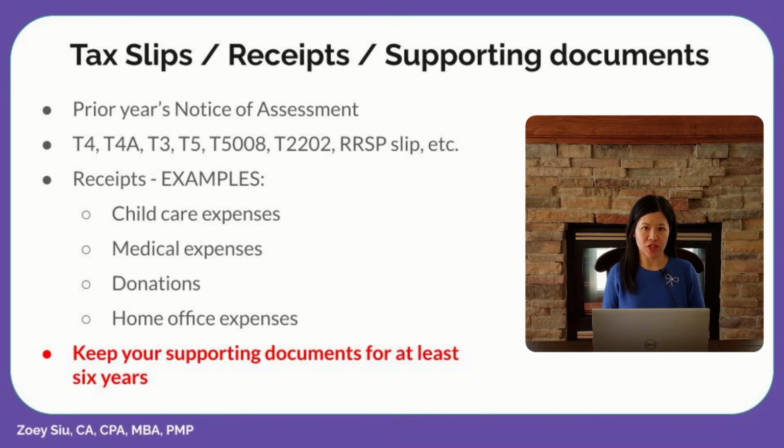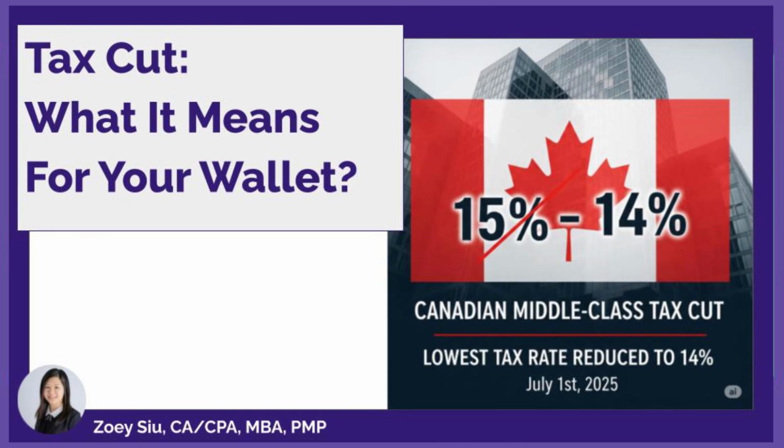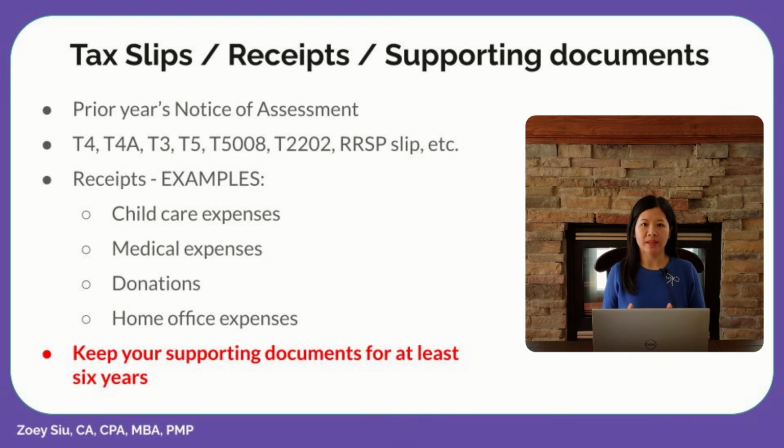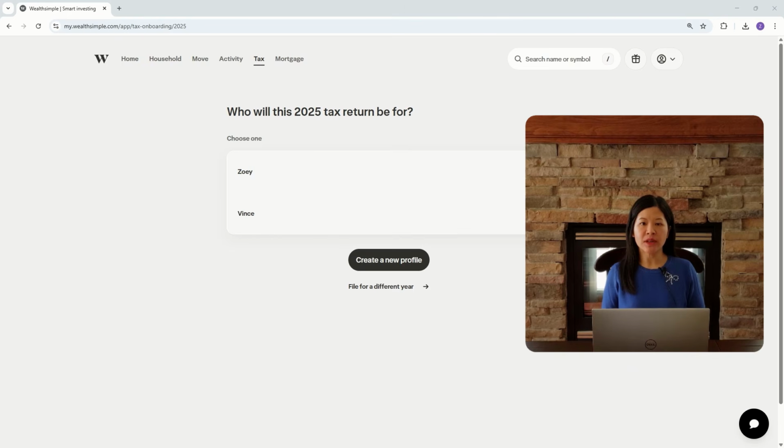One of the biggest changes this year is the reduction of the federal tax rate on the first bracket, which dropped it from 15% down to 14%. Because this was implemented mid year, the effective rate for 2025 is 14.5%, while Wealthsimple Tax will calculate this for you automatically. Alright, let's start our 2025 tax return.